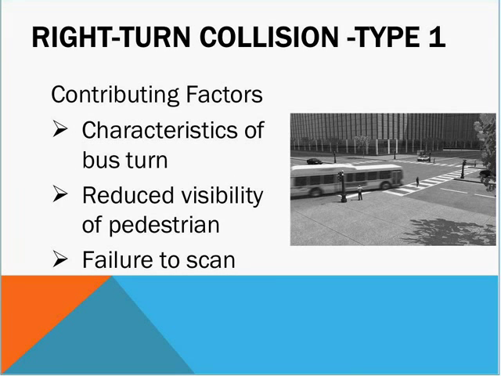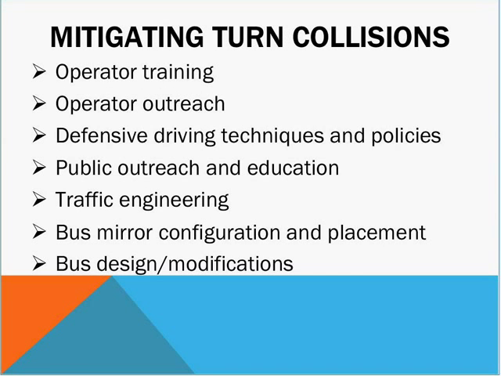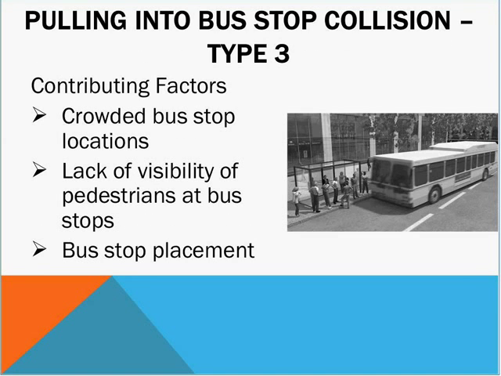And these are just examples. Of course, these accidents occur because of reduced visibility of that pedestrian and the failure on the part of the operator to provide proper scanning to ensure that there is no one in that path, and that goes for both the right and left turn. There are many mitigations, and these are some of the mitigations for turn collisions.